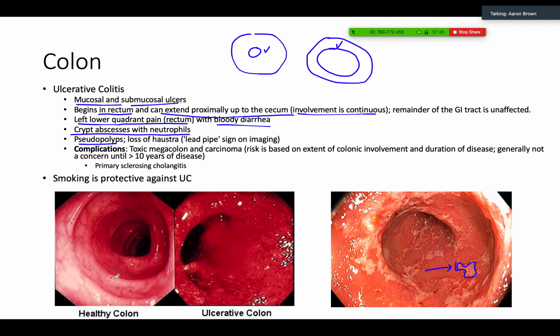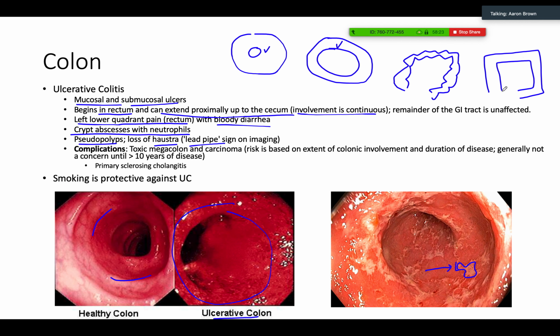We're going to have loss of these invaginations of the wall. These are called haustra. And you can see our ulcerative colon here. It's completely smooth. And so if we do a barium enema, if we shoot a bunch of dye up the colon, what we see is the lead pipe sign, where instead of the dye making the colon look like this with lots of nice little bumps, our colon is going to look like a lead pipe. It's going to look like this, okay? Because we've lost the haustra, and so it ends up having this lead pipe appearance.